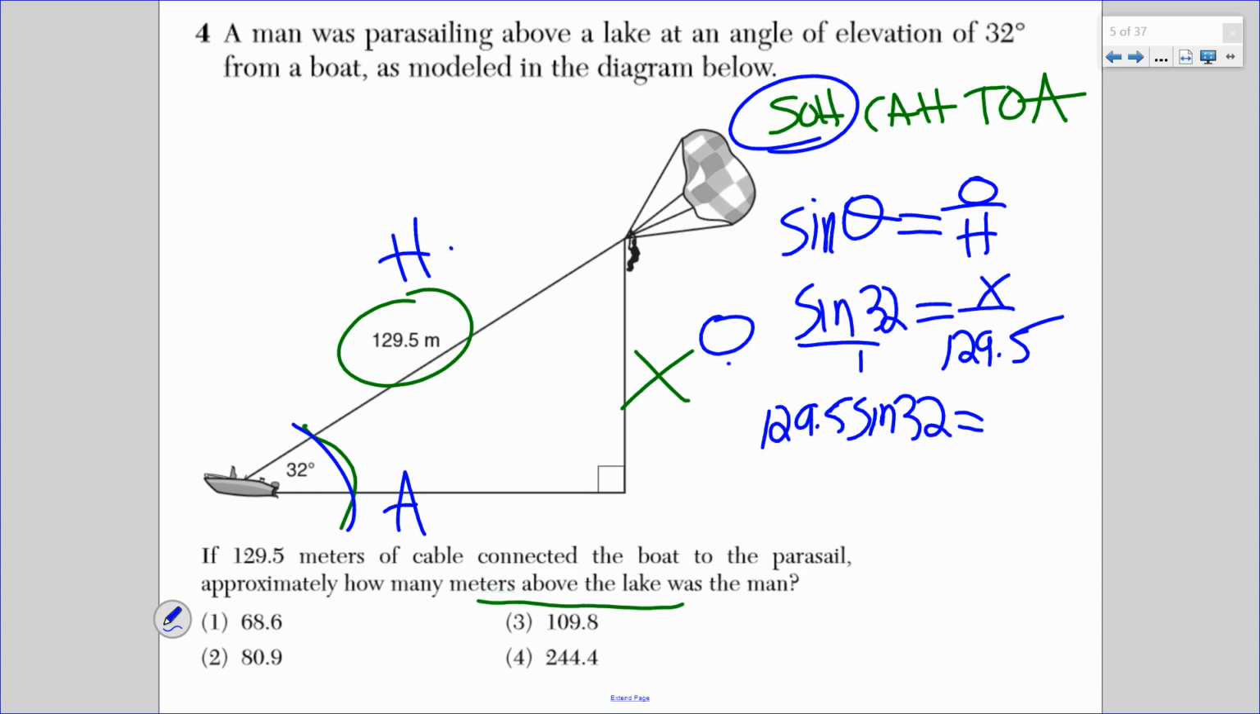129.5 sine of 32 equals x. You type that into the calculator, you get 68.6. Know how to do SOH CAH TOA. In all seriousness, it's not that difficult. But you have to know how to do it.